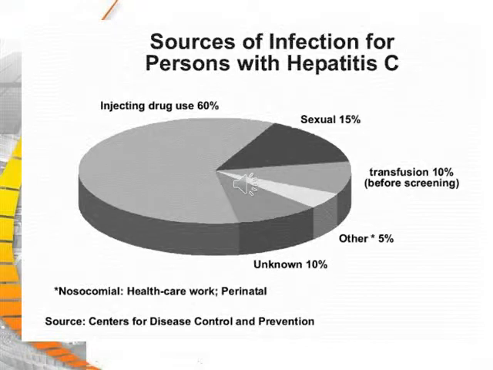Sources of infection for persons with hepatitis C: 60% is from injecting drug use, 15% is from sexual contact, 10% from transfusion, and 10% unknown.